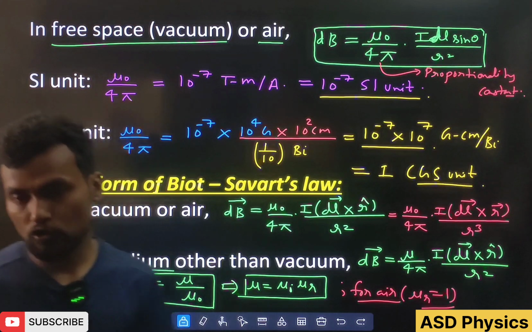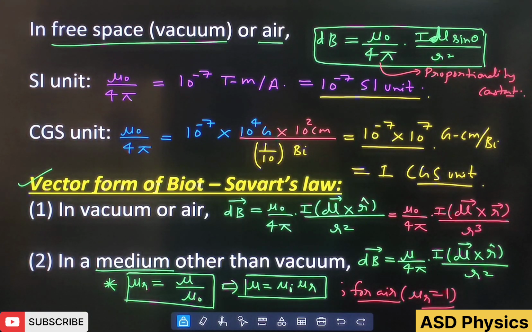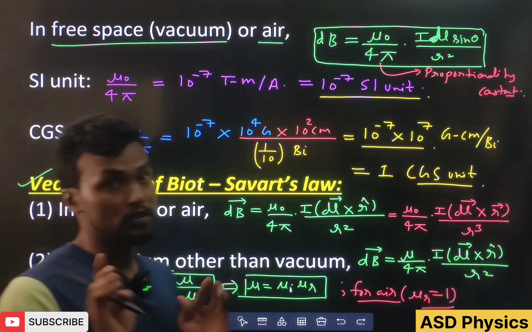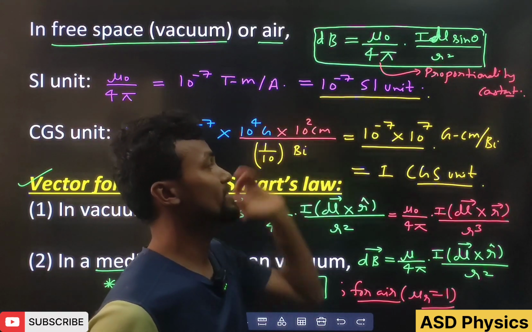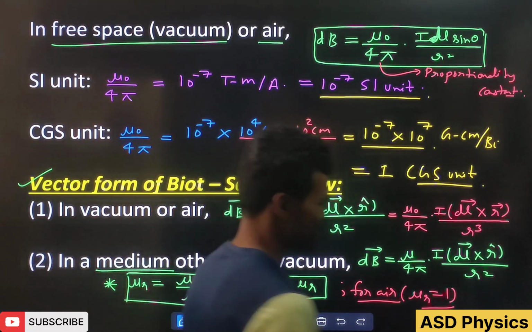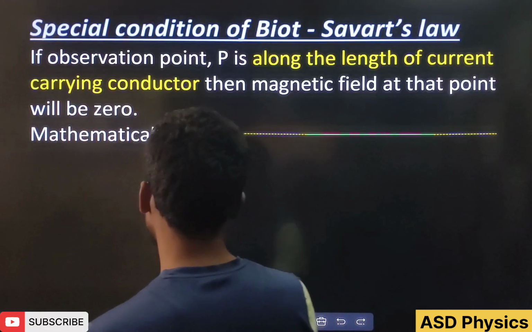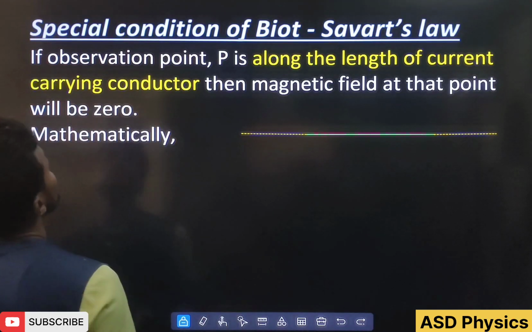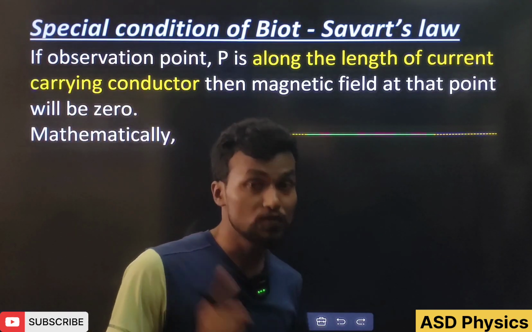Students, I hope this Biot-Savart law basics is very clear to you, especially 10 power minus 7 in SI units and 1 in CGS units here. Okay, great. Now students, let's see some special conditions that will be useful when we are solving the numericals.